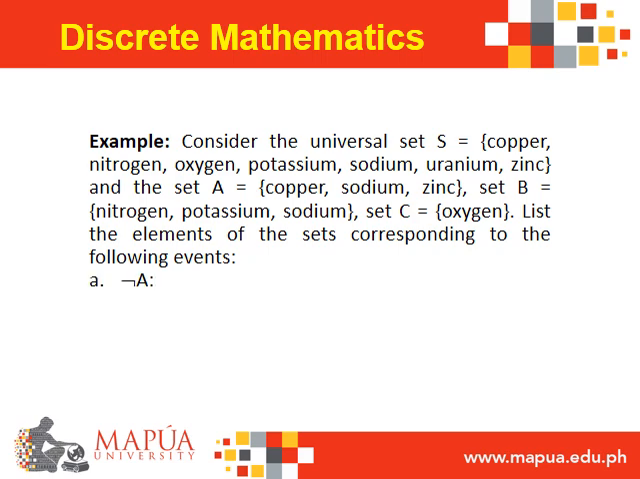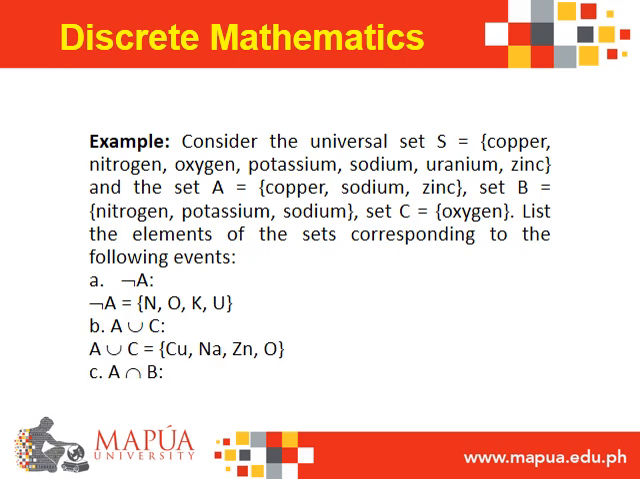Let's try to list down the elements now found in the following events. You have the complement of A. The complement of A now would contain nitrogen, oxygen, potassium, and uranium. A union C would now comprise copper, sodium, zinc, and oxygen. A intersection B would now comprise only sodium.